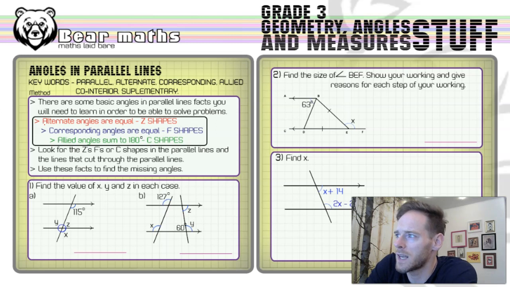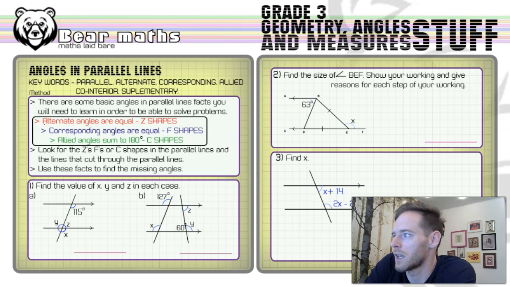Now, allied angles and co-interior and supplementary are all the same thing. Okay, they all mean exactly the same thing. So those three words could be used to describe the same C shape. Alright, so there are some basic angles in parallel lines facts you will need to learn in order to be able to solve the problems, and that's what those are.